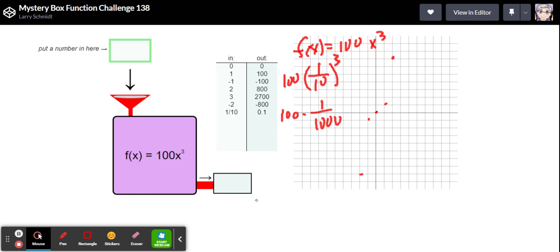Yes, 100 times x cubed, and we can graph that as well. You can barely see the shape of the cubic function there. It does flatten out around the origin, but it shoots up so quickly and shoots down so quickly on the left that it's really hard to see that shape we're used to seeing with a cubic.